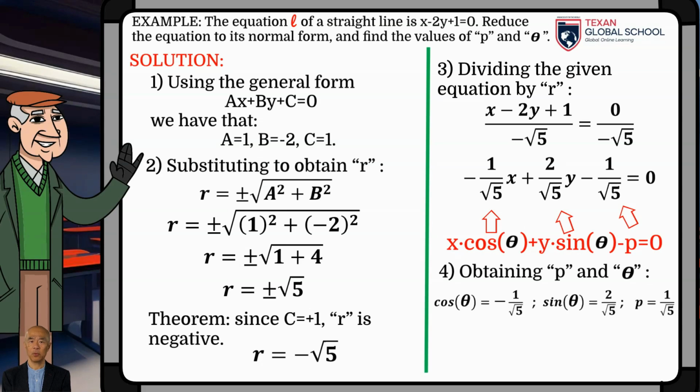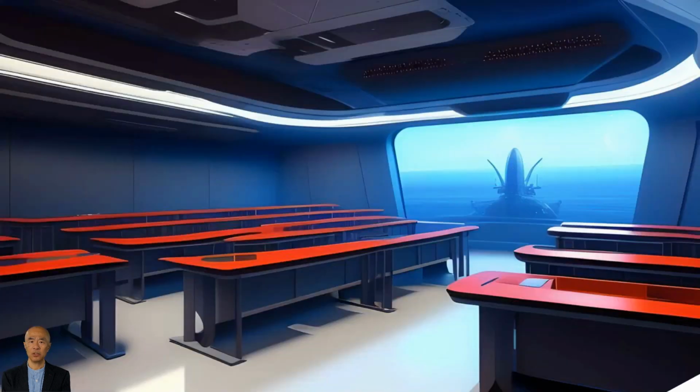Remembering the class on the signs of trigonometric functions, we can see that since the cosine is negative and the sine is positive, the angle theta will be in quadrant 2. That is, it will be greater than 90 and less than 180 degrees. Then select the trigonometric function in which its ratio is negative, in this case the cosine, to obtain the angle in normal position. Solving for theta, we obtain an angle of 116.56 degrees.